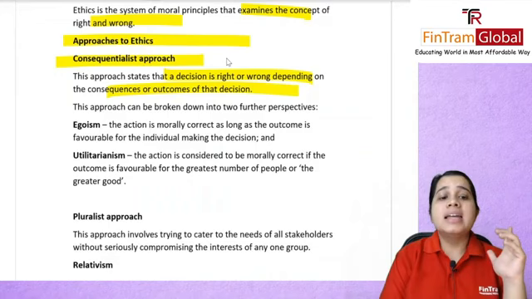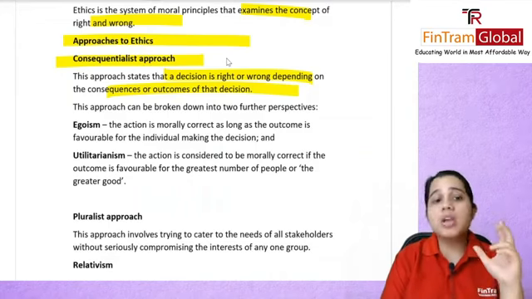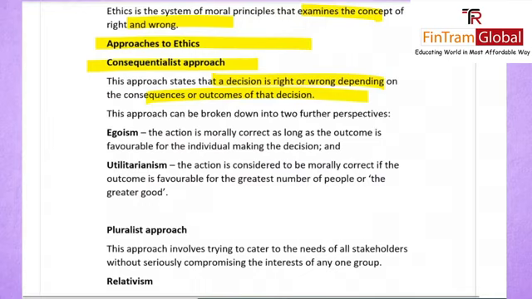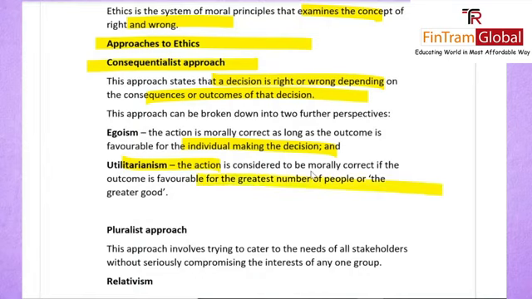Here, your consequentialist approach can be broken into two parts. Alright, you have your egoism. They will see that an action is morally correct or wrong as long as the outcome is favorable for the individual who is making the decision. But in utilitarianism, they'll see how it is going to affect the maximum number of people. Is it favorable for a greater number of people? So they are not just going to consider the individual self.